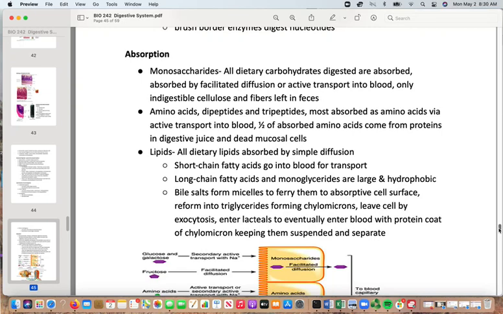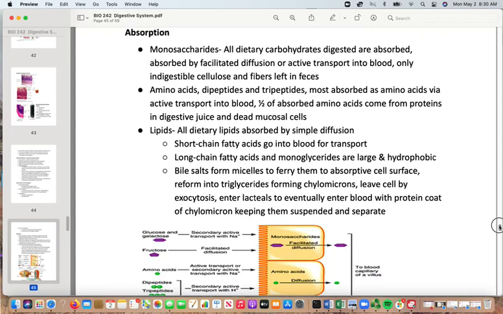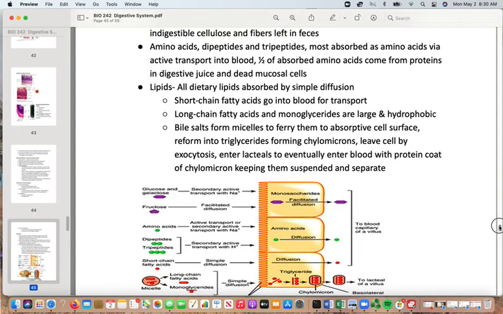Your amino acids, dipeptides, and tripeptides, most are absorbed as the amino acids through active transport into the blood. About half come from proteins in the digestive juices and dead mucosal cells. And then lipids are all going to be absorbed by simple diffusion. So the short-chain fatty acids, these are mostly made by bacteria, go into the blood for transport. And those do play a lot of important roles. So those bacteria balance in the gut is very important for that.